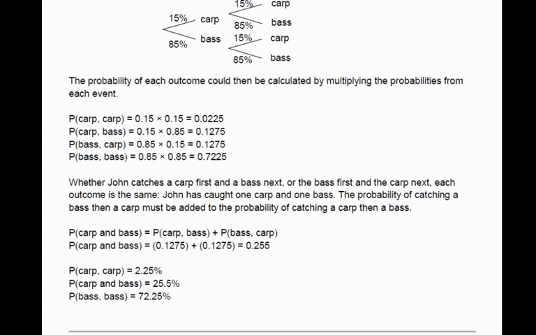And then we can just finally write our answers. 2.25% to catch the carp twice in a row, 25.5% to catch a carp and a bass, and 72.25% to catch a bass and a bass.